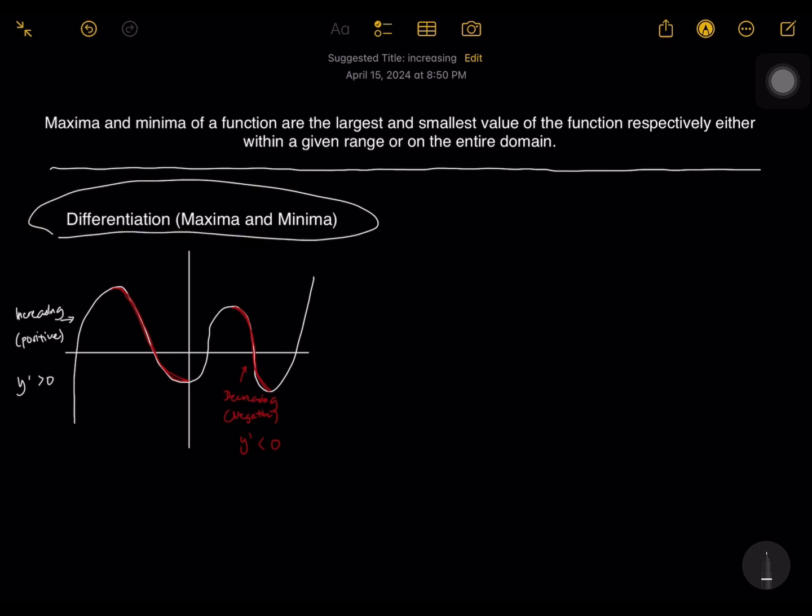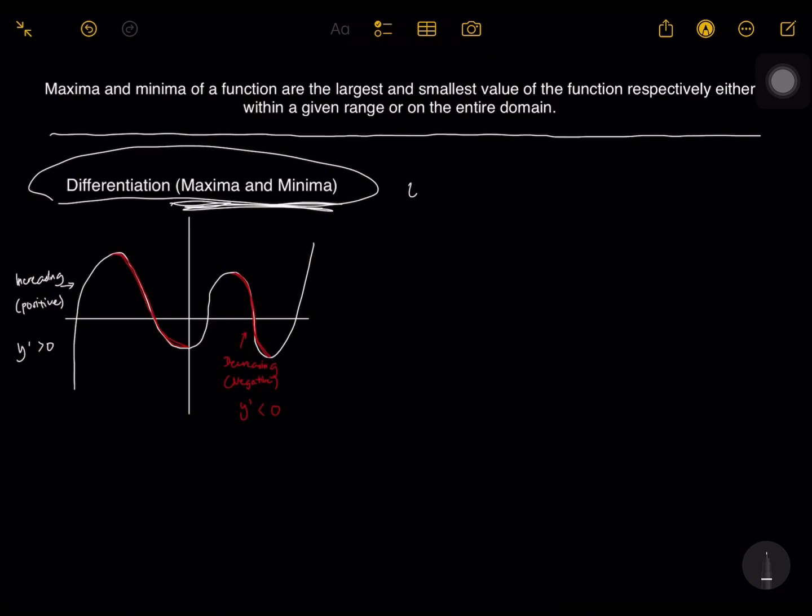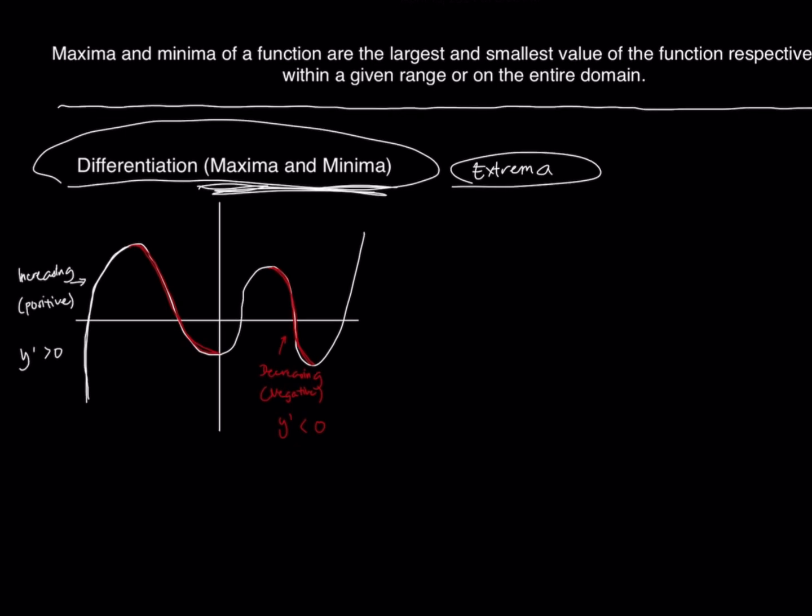So maxima will be the highest point on the curve within the given range, and minima would be the lowest point on the curve. The combination of maxima and minima is called extrema.